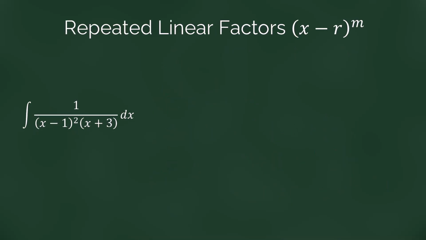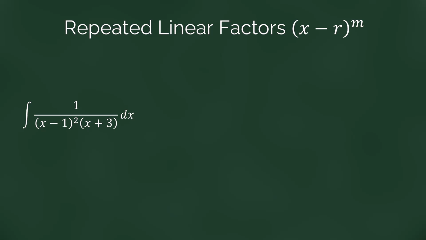Let's take a look at this next example. And first, let's examine how it's different than the one we just did. So if you take a look at the factorization of this, you see that we have 1 over (x minus 1) squared times (x plus 3). In the previous example, both the factors of the denominator only had an exponent of 1. So we're going to have to try a slightly different approach for this one.